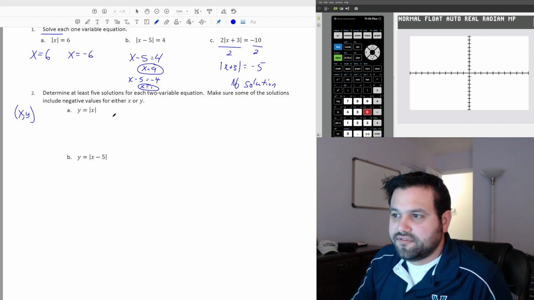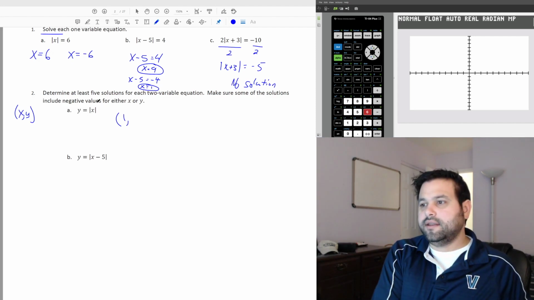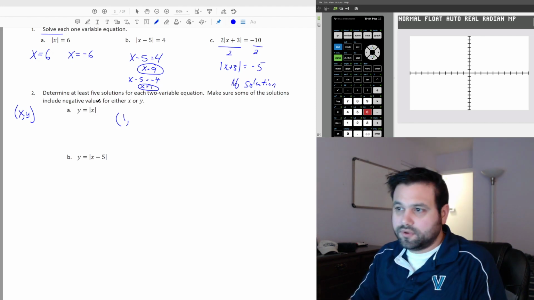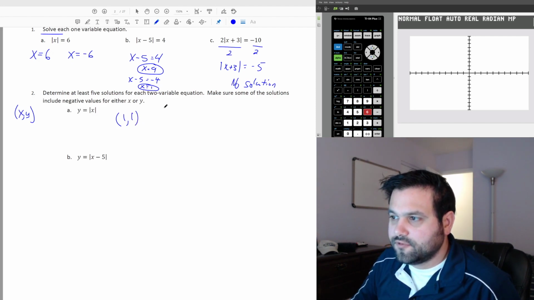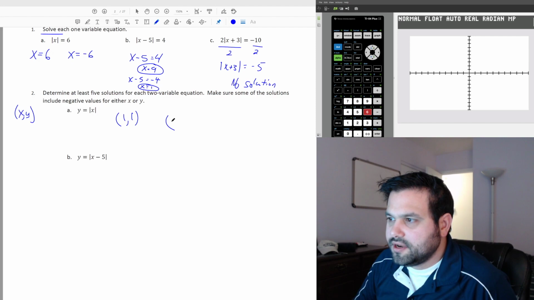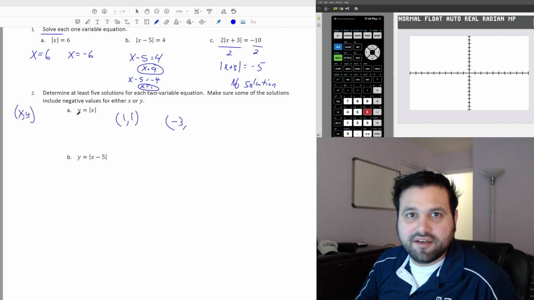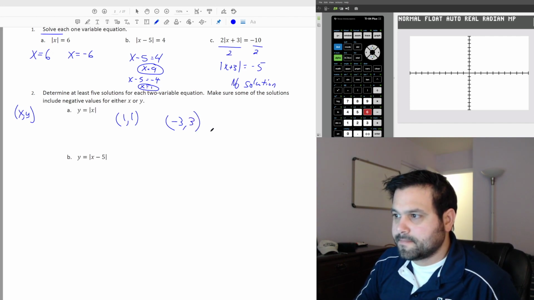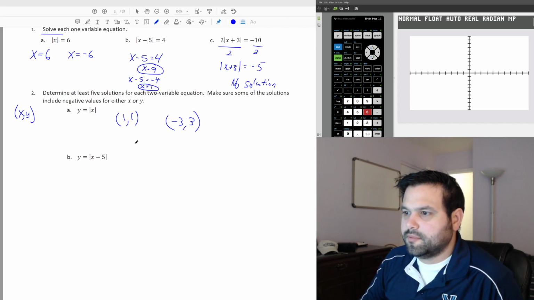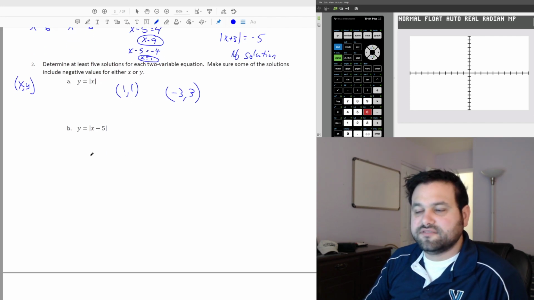Well, if x were 1, then we would be plugging in 1 for x, and we'd be outputting, well, what's the absolute value of 1? Just 1, right? And you can list as many examples here as you want. So if I input -3 for x, the absolute value of -3 would give me a y value of 3. Okay, and so on. You guys can come up with 3 more there. They said come up with 5. For part B, absolute value of x minus 5.